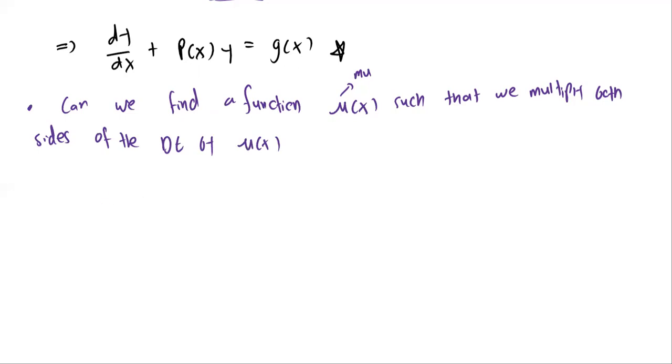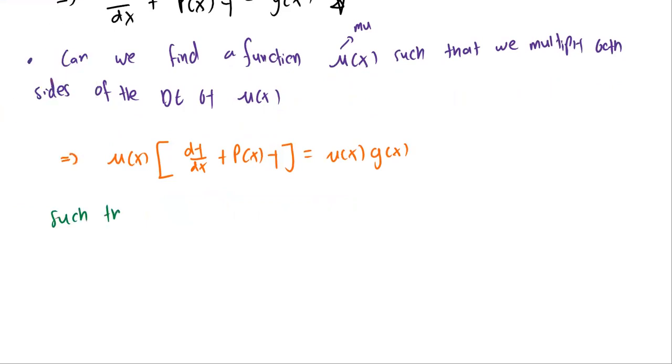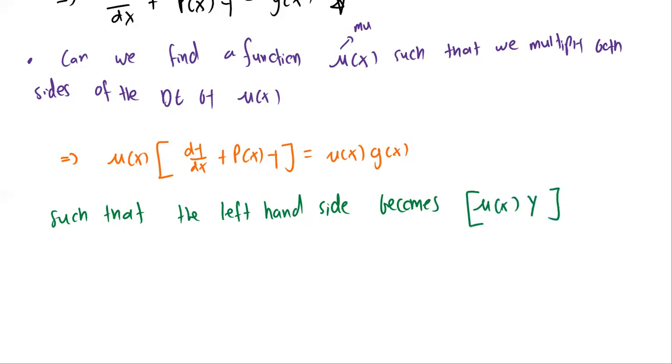Let me do it in a different color. So mu times dy/dx plus p of x y equals mu of x times g. So I'm trying to find a function mu such that I can multiply both sides. You can multiply this differential equation on both sides by anything, but I want this mu to be special. What's a special property that I want mu to have after I've multiplied everything by it? Such that the left-hand side becomes mu of x times y prime.